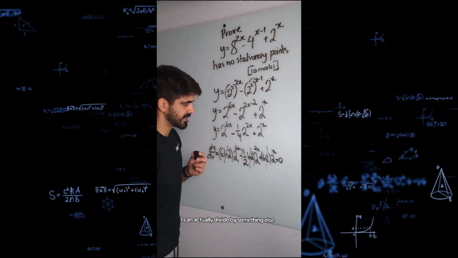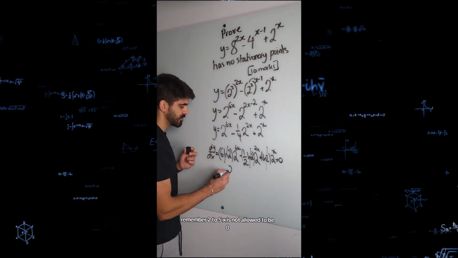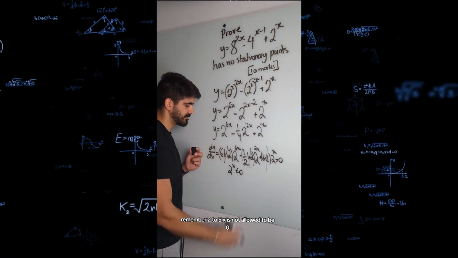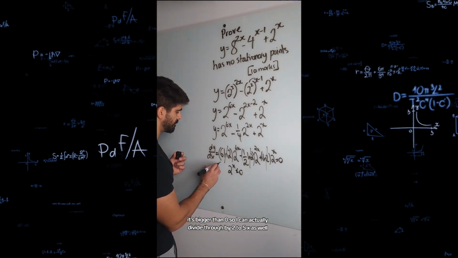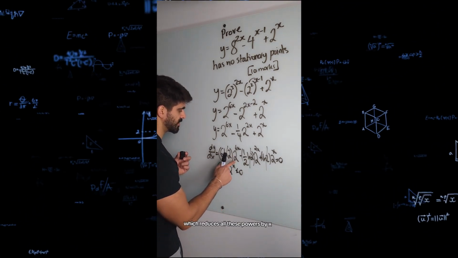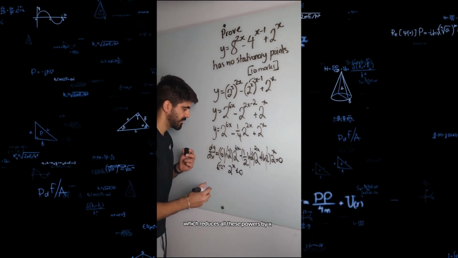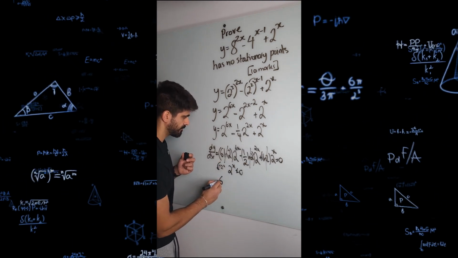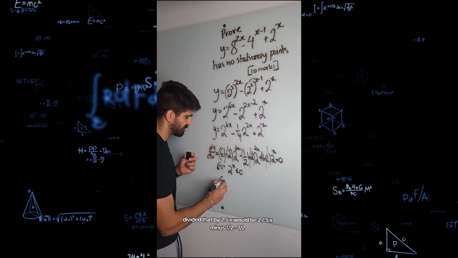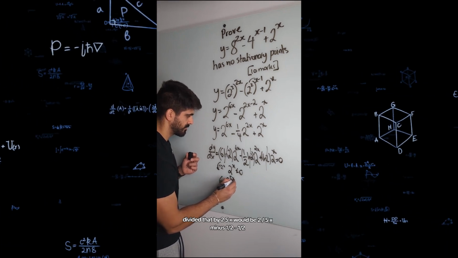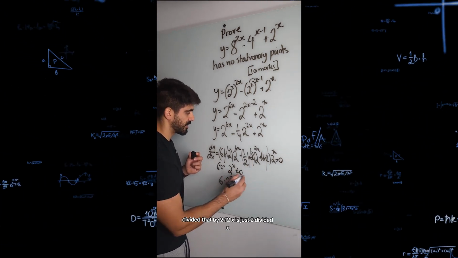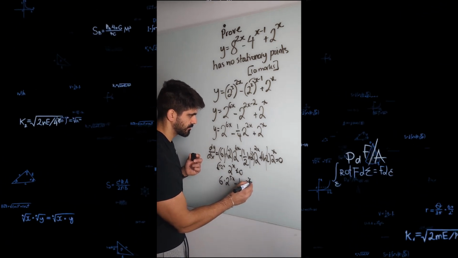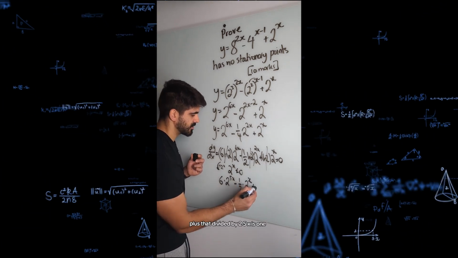I can actually divide by something else. Remember, 2 to the power of x is not allowed to be 0. It's bigger than 0. So I can actually divide through by 2 to the power of x as well, which reduces all of these powers by x. So I'm going to be left with 6. Dividing that by 2 to the power of x would be 2 to the power of 5x, minus a half. Dividing that by 2 to the power of x is just 2 to the power of x. Plus that divided by 2 to the power of x is 1.